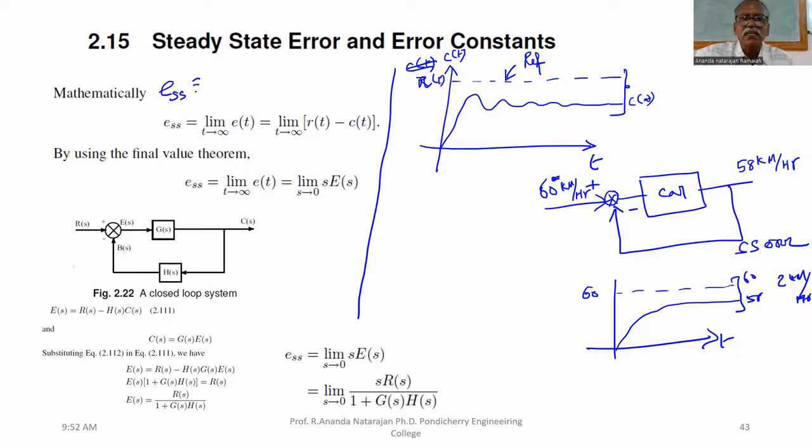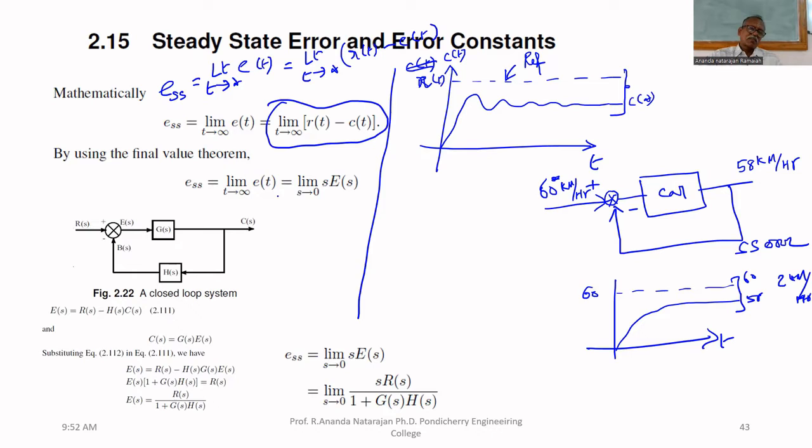What is steady state error? Steady state error, ESS, or we can say limit t tends to infinity, because after long time, E of t equal to limit t tends to infinity, R of t minus C of t. The difference between reference and output after long time is called steady state error.